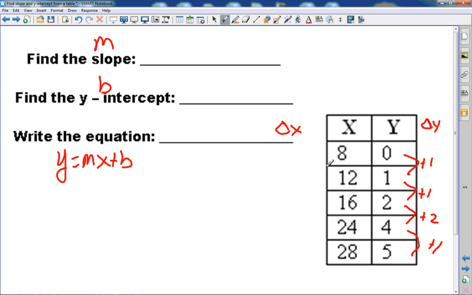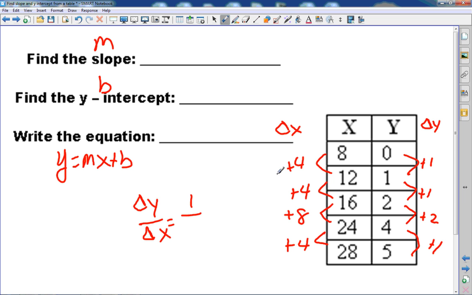Delta x, the change in x. Plus 4, plus 4, plus 8, plus 4. To find your slope, delta y, the change in y over the change in x. Y is 1, 1 over 4. Okay, then I have 2 over 8. 2 over 8 reduces to 1/4. They are the same, they are linear, so I can proceed. That is my slope, it is 1/4.